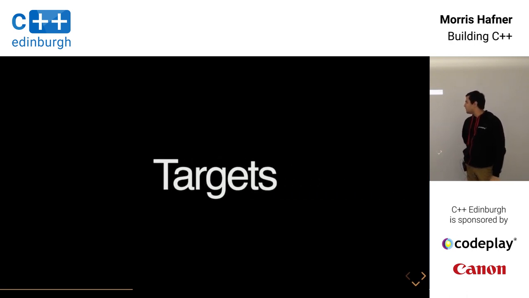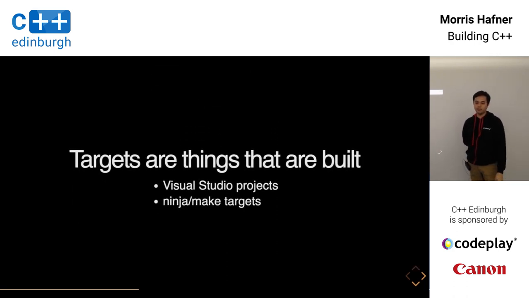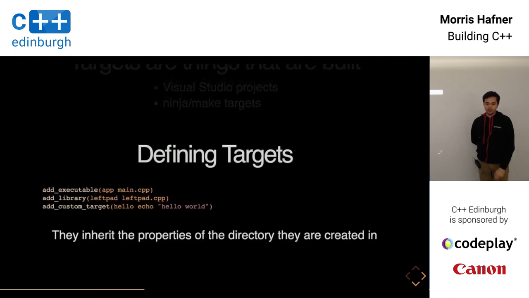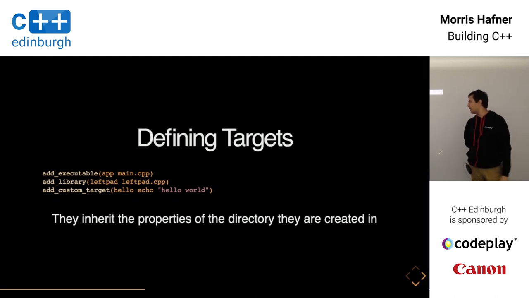Yeah, let's talk about targets. So you've already seen the add_executable call. There are multiple different ways to define targets. Targets are things that are built or produce an output, and they're usually represented by Visual Studio projects and Ninja or Make targets. You can think of them basically like objects in your script. You can define a new target with one of those three functions: add_executable, add_library, or add_custom_target.